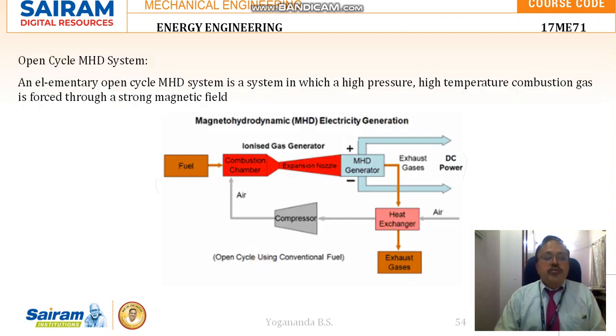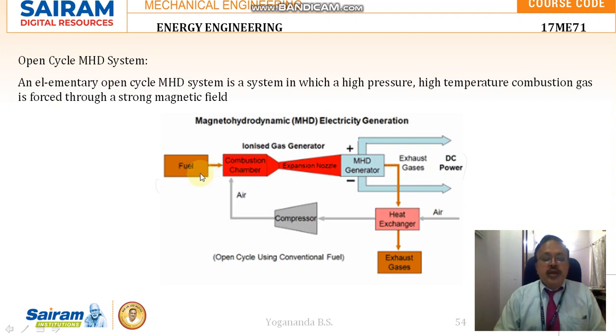We have two MHD systems here, open cycle. The name itself says that the high pressure and high temperature combustion gas, that is the fuel, will be forced through a strong magnetic field. This fuel is passed on to the combustion chamber, and air from the compressor is also passed on to this combustion chamber.